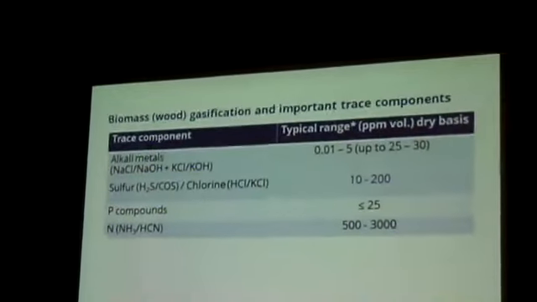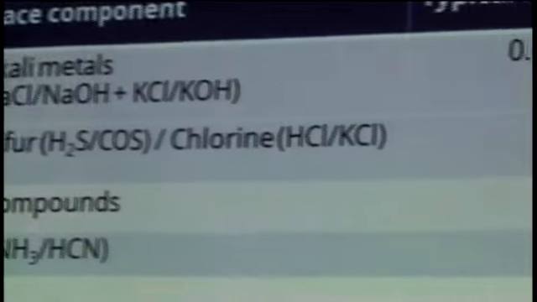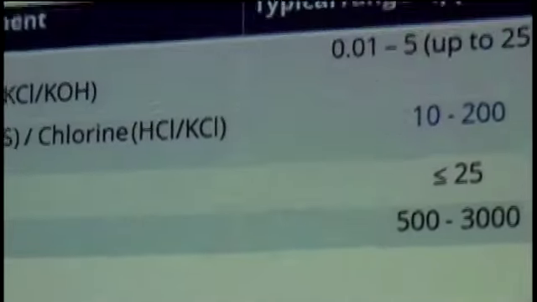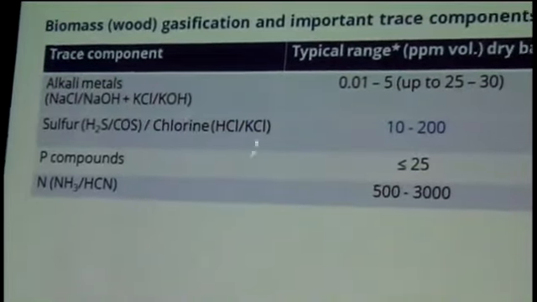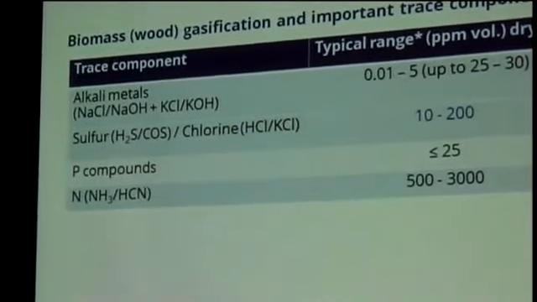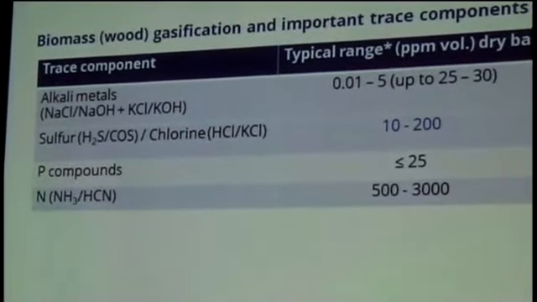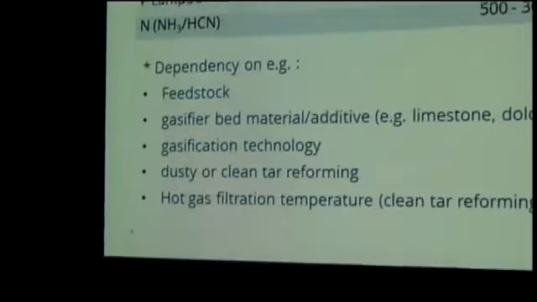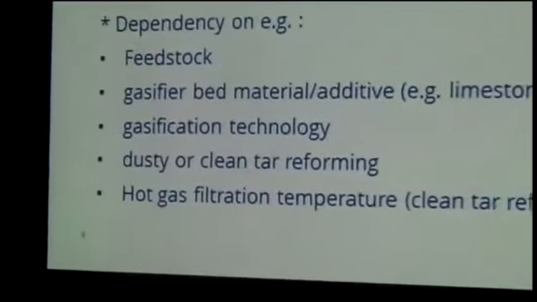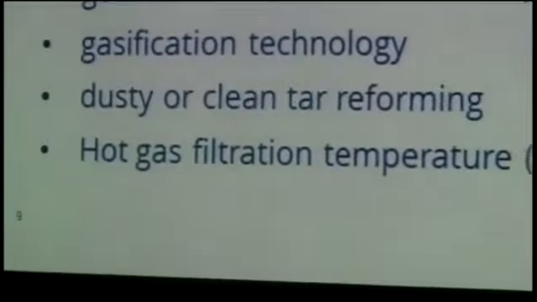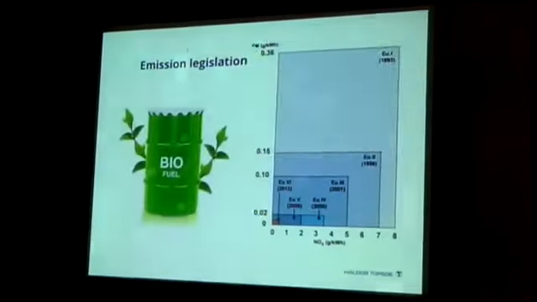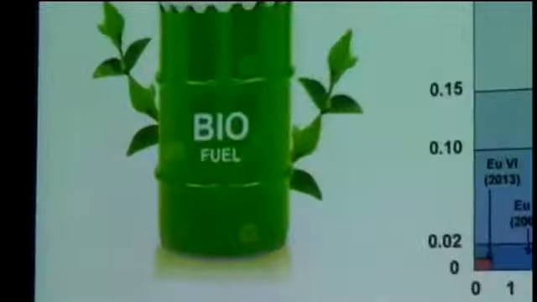But what are the impurities in biomass when you do wood gasification? You do have the alkali metals, you have sulfur, you have chlorine, you have phosphor compounds, you also have ammonia. But all these things and the particular range depends on the feedstock, the gasifier technology, bed material, if you're running dusty or clean, if you have a hot gas filter, and then which temperature this filter is operated at.